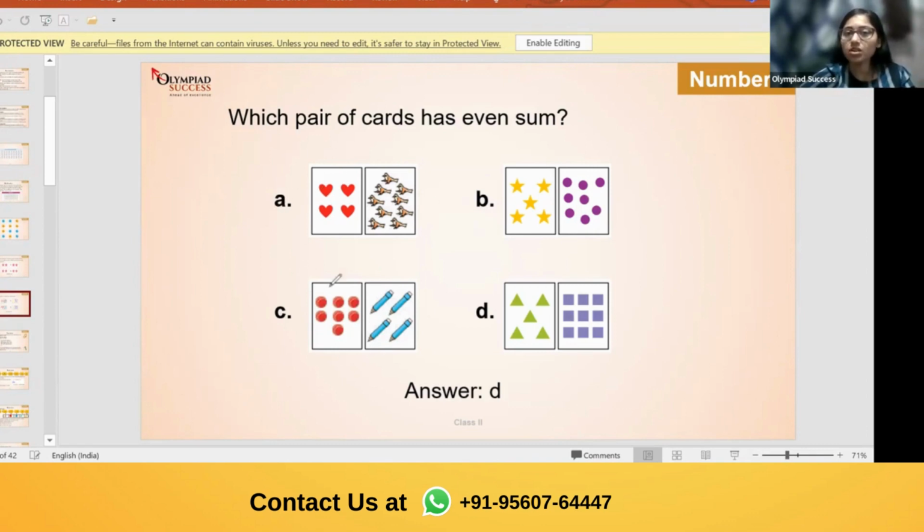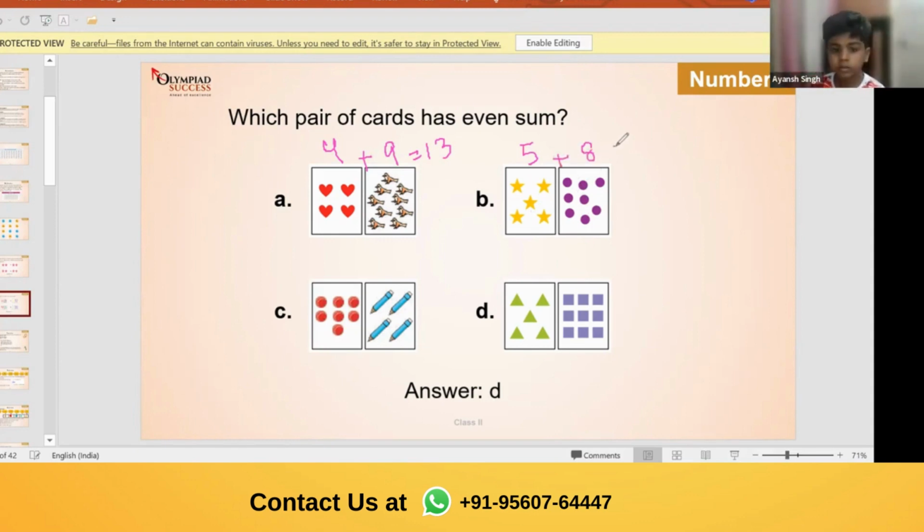So let's count the first one, A. How many hearts are there? Just tell me. 4. And how many birds are there? 14. How many birds are there? Yes, 9. So 9 plus 4? 13. Yeah. How many stars are there? 5. And dots? 8. 5 plus 8? 13. Again 13.